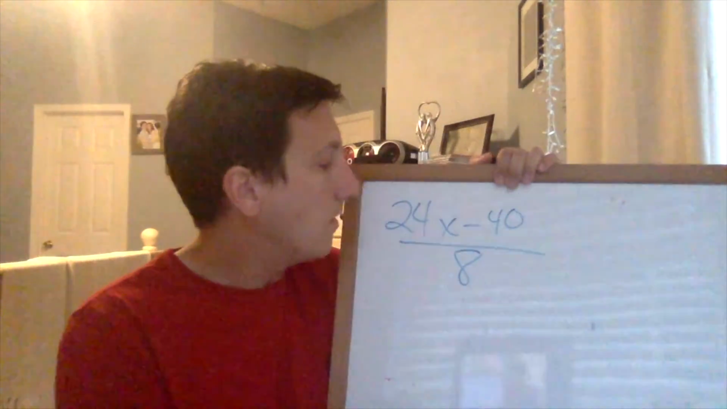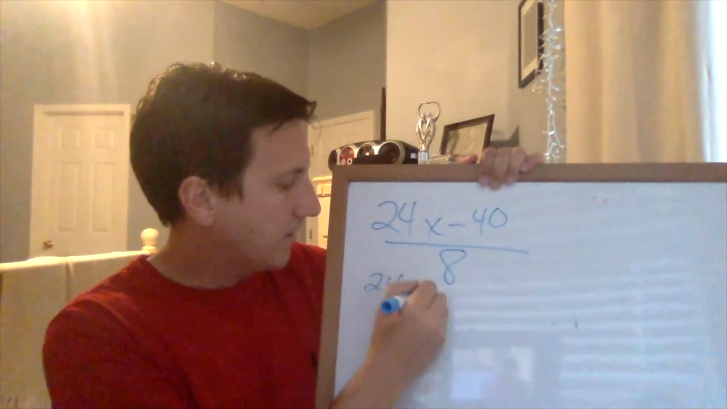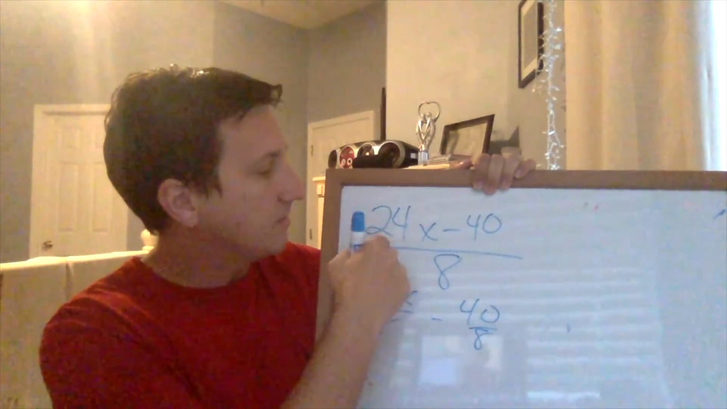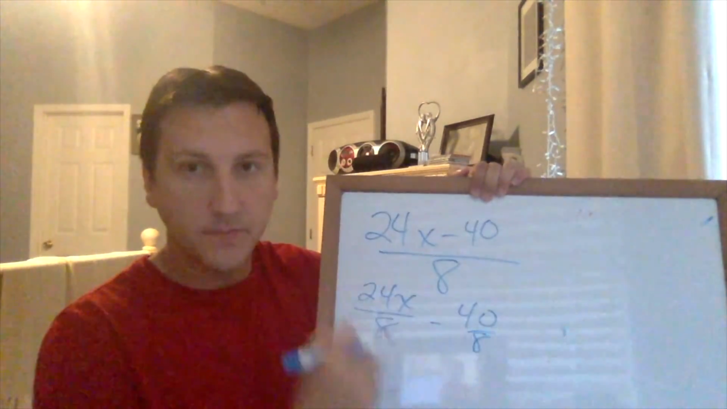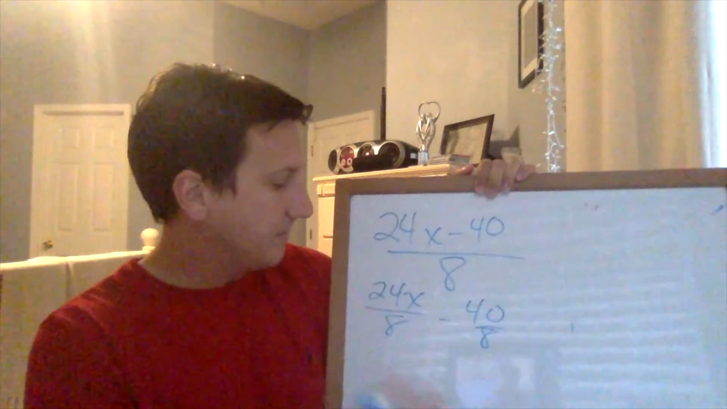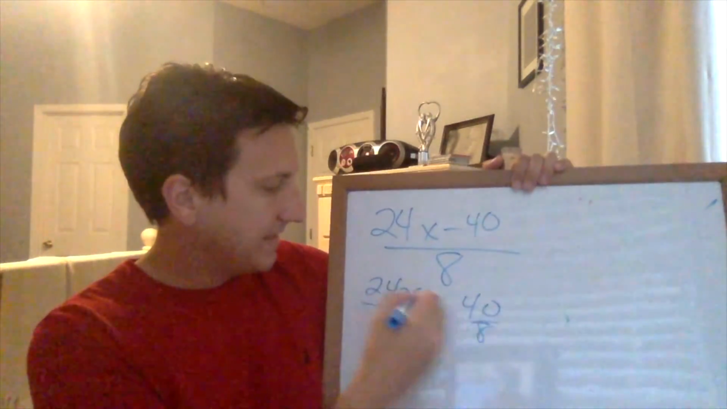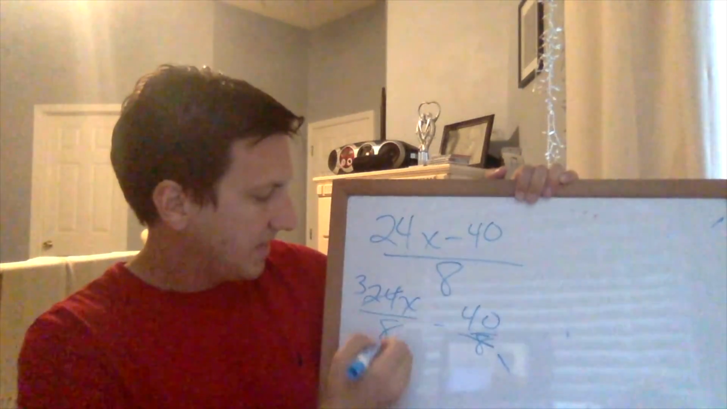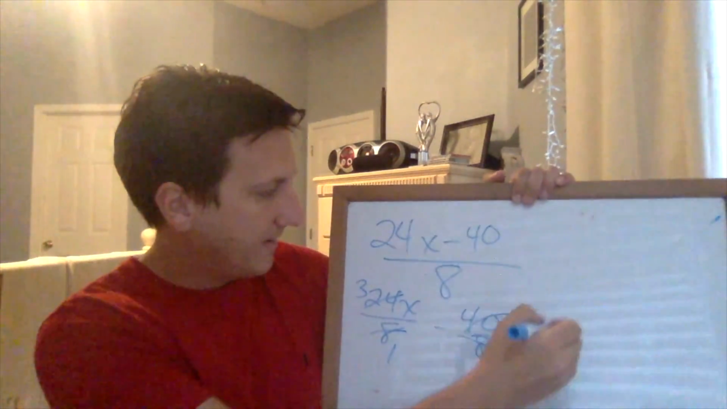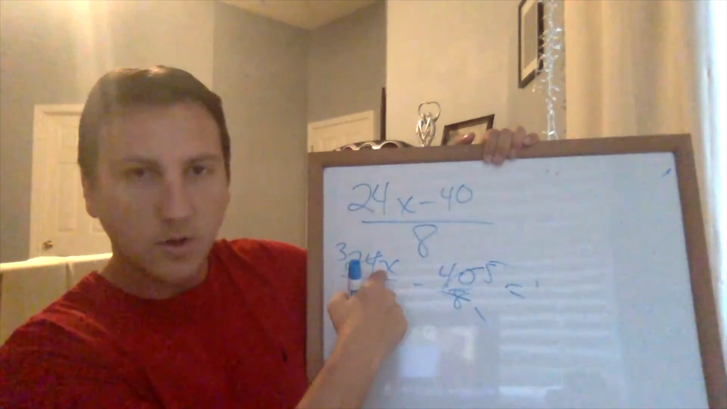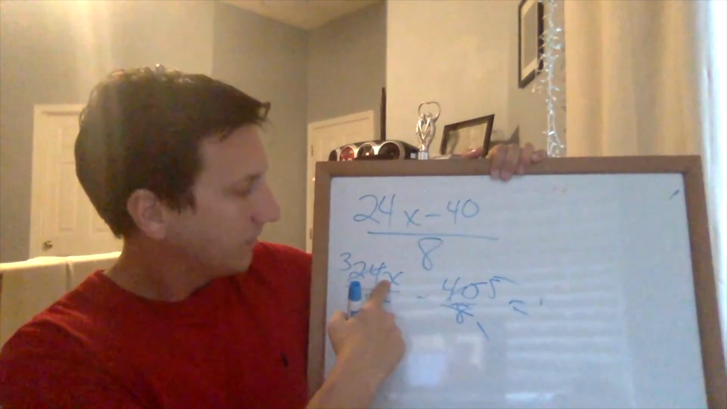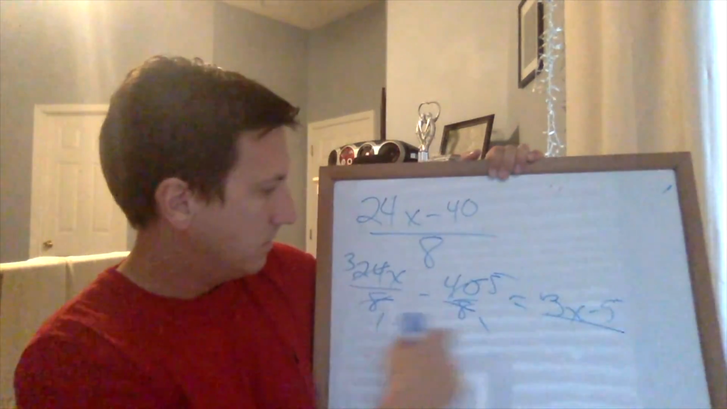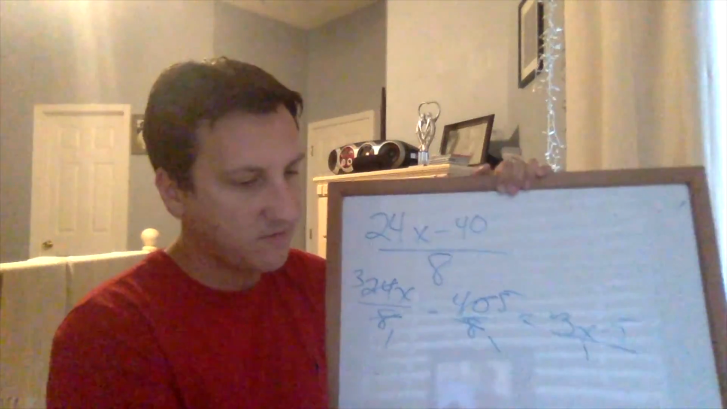Okay, so I'm going to know that this is the same as 24x over 8 minus 40 over 8. That 8 applies to both terms. I just kind of chunked it apart there, all right? And then I can simply just cancel out like this. So 8 goes in 8 one time, 8 goes into 24 3 times, 8 goes into 8 one time, 8 goes into 40 5 times. So 3x, don't forget your variable, 3x minus 5 over 1, or just 3x minus 5 should be my answer.